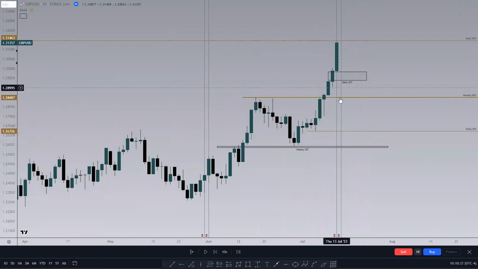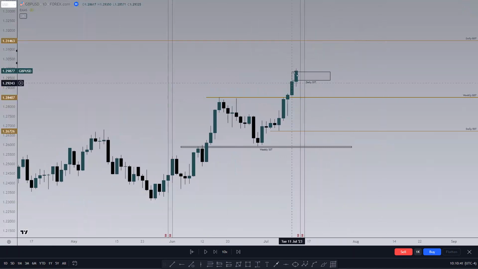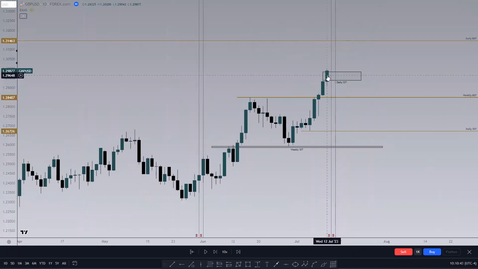Okay, so we've seen that price is giving us 2 sessions of rise. So what we're anticipating is 3 sessions of rise into Wednesday. So what we're anticipating is some sort of a reversal.